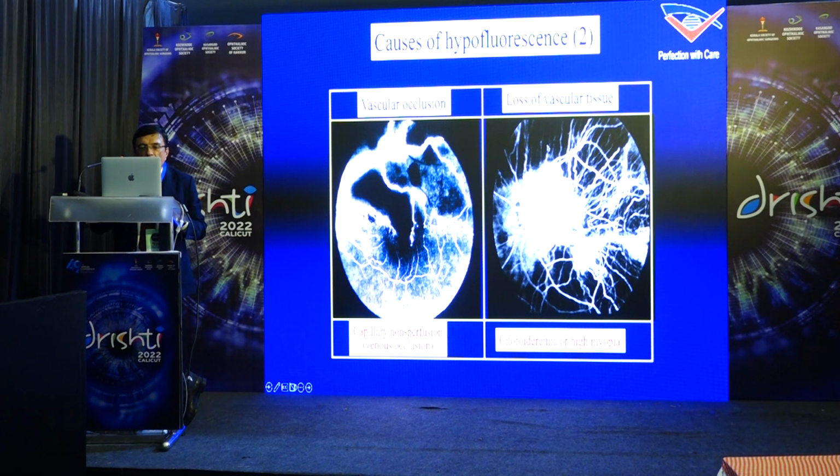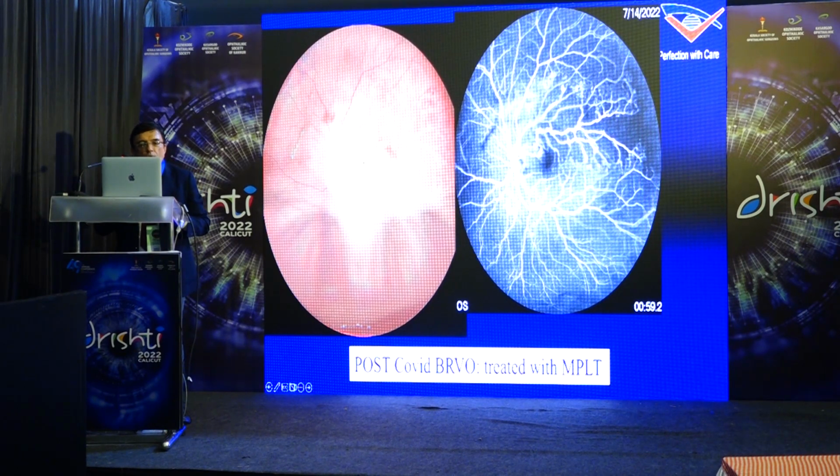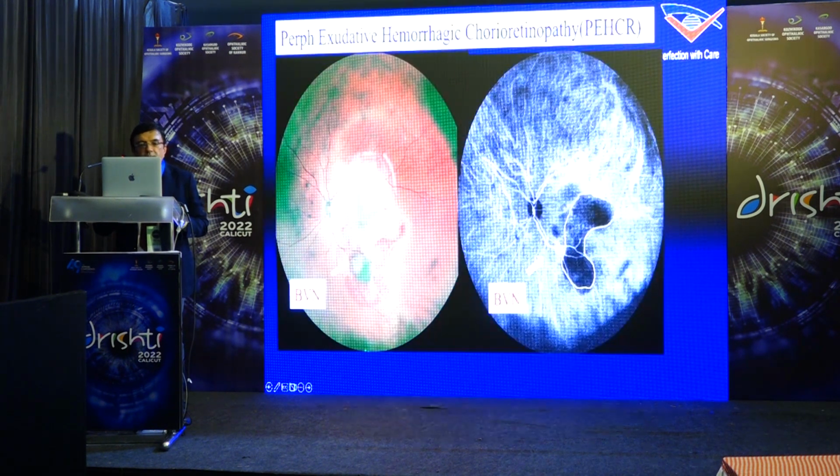And here you have a myopic patient where as such there is a loss of vascular tissue. Now this is a patient who is a post-COVID BRVO. You can see here there is a vascular occlusion and a non-perfusion. So this is hypo in this area.